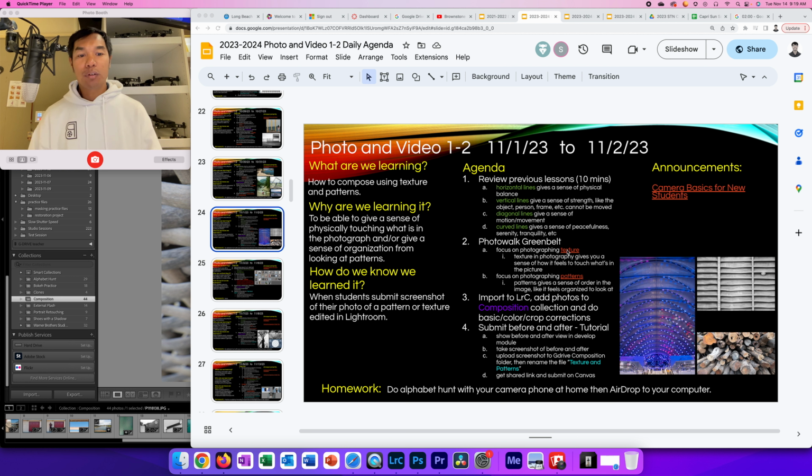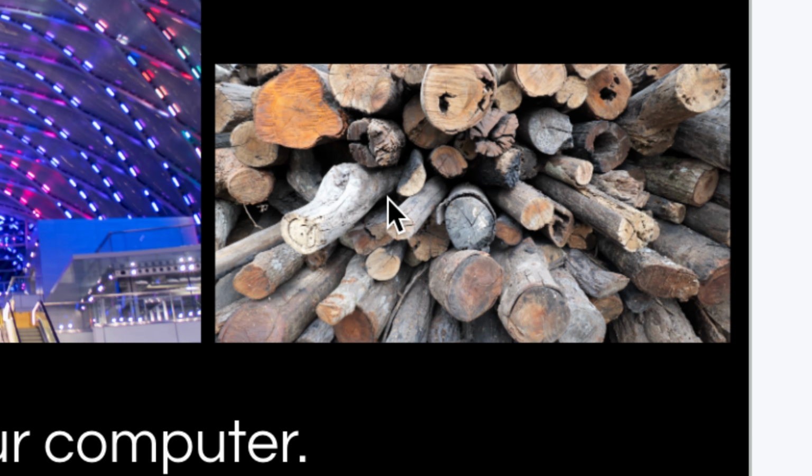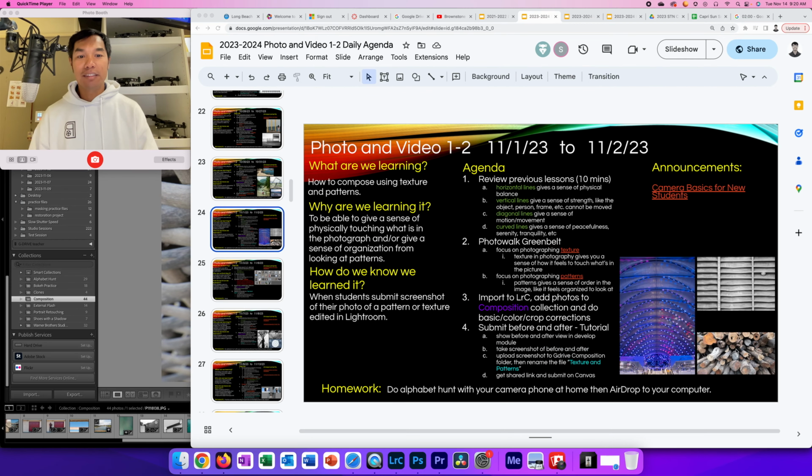We are focusing on photographing texture. Texture in photography gives you a sense of how it feels to touch what's in the photograph. So for example, we look at this photograph right here. It is a bunch of logs stacked together on top of each other, and what you're going to feel when you touch this is rough. You can get a splinter from it. Some people say sharp, some people say hard. So when you look at this image, that is texture. Texture gives a sense of what it feels like to touch that thing that you're seeing inside the photograph.